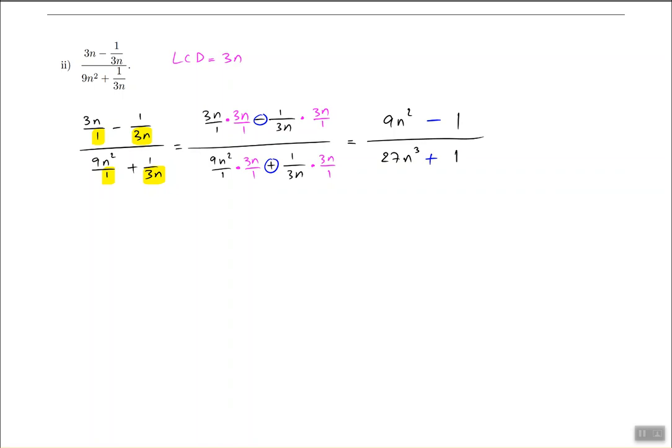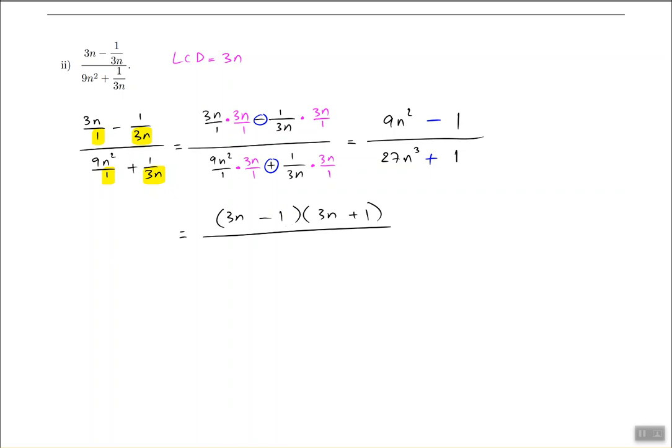However, this is a polynomial divided by a second polynomial. So now we want to try to factor as much as possible and reduce the expression to lowest terms. So for instance, 9n squared minus 1, that is literally the difference of squares. I can write it down as two sets of parentheses with 3n minus 1 and then 3n plus 1.